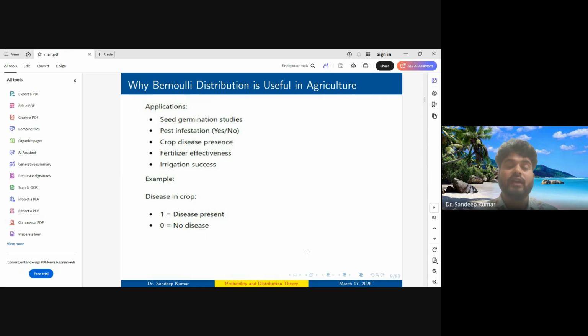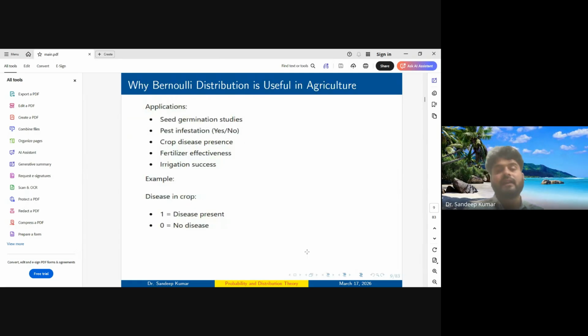This is very important because in the agriculture sector nowadays there are many applications, and each distribution is applicable. For disease in a crop, 1 means disease present and 0 means no disease. If one number is assigned, it is present, and 0 means no disease.